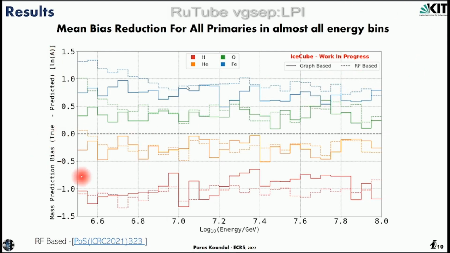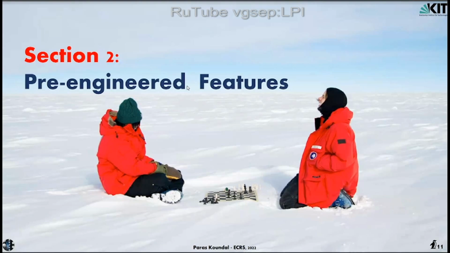On the y-axis, you see the mass prediction bias, and as you can see over the whole energy range, we see an improvement in the bias for all energy bands. And I'm also trying to improve the precision a bit more. Let's quickly jump to the second part, which is pre-engineered features.